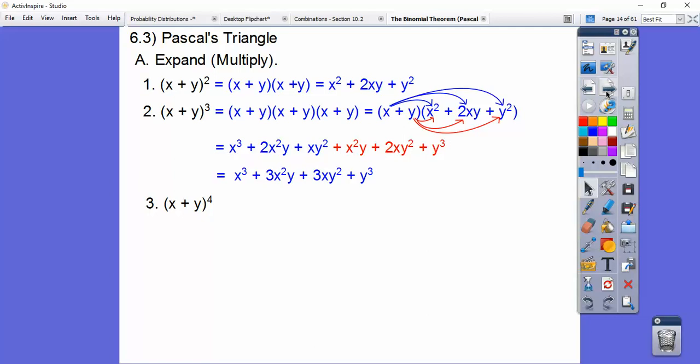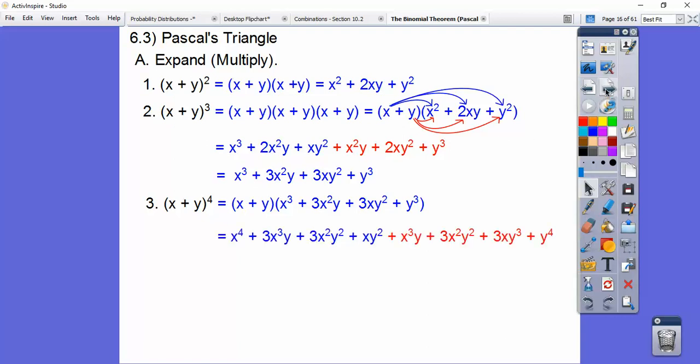Okay, well, that's just x plus y times x plus y times x plus y times x plus y. And we already know what three of them are. It's this answer right here. So all we've got to do is distribute x through again. So x to the fourth, 3x cubed y, 3x squared y squared, xy cubed, and then put the y through. So x cubed y, 3x squared y squared, 3xy cubed, and then y to the fourth, okay? So there that is right there.